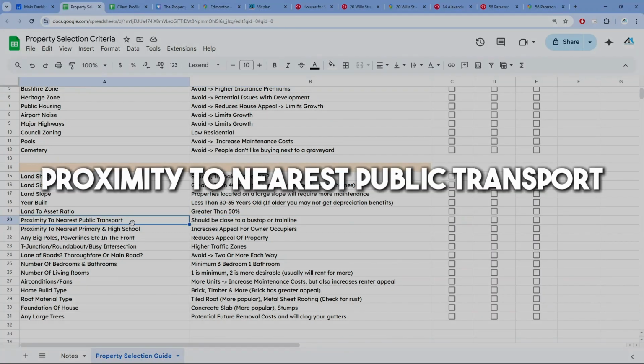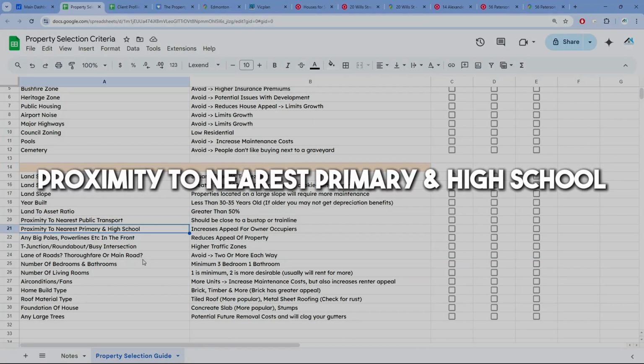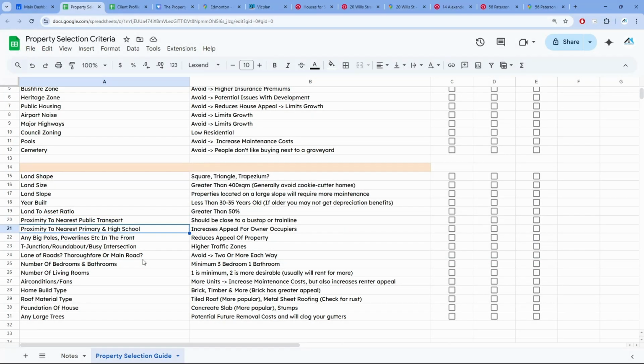Proximity to nearest public transport. We want the location to be accessible to a bus stop or a train line because some people don't have cars. We want bus stops because they take their kids to school, for example, on the bus. So having access to public transport increases the appeal of the property. Now, we want to be near primary schools and high schools for very obvious reasons. We want the kids to go to school.